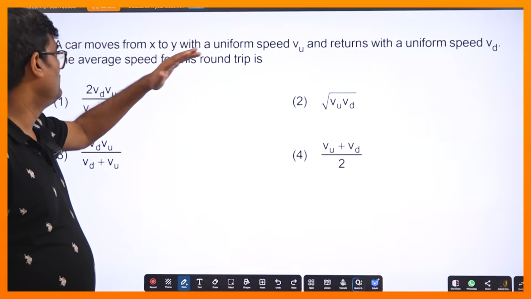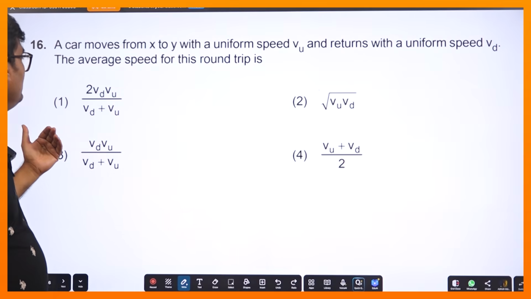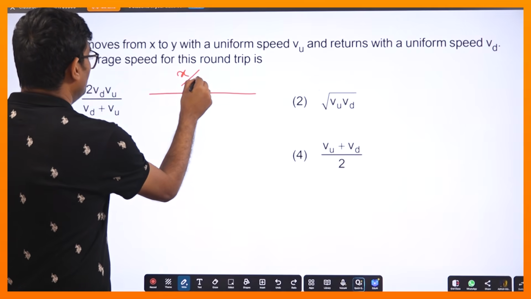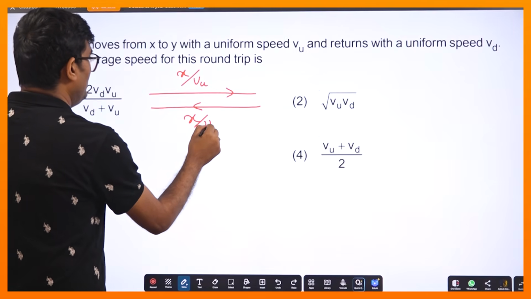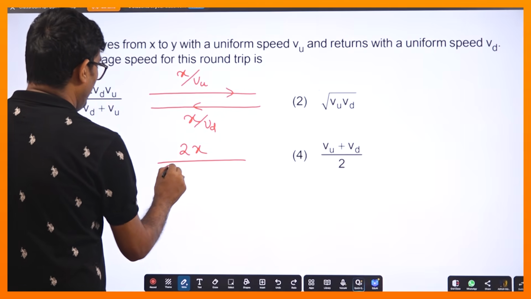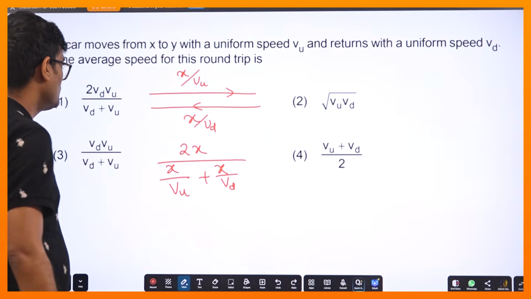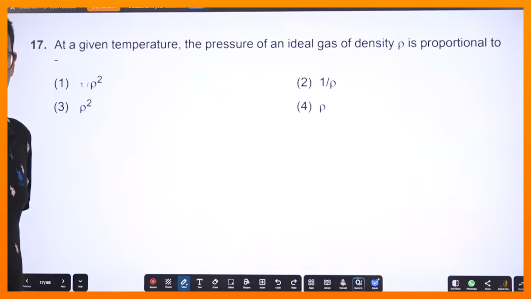A car moves from X to Y with uniform speed Vu and returns with Vd. Average speed in this round trip. So if the car moves a distance X with Vu, then the time is X by Vu, and returns with Vd, then the time is X by Vd. What is average? Average is equal to total distance 2X divided by total time. X by Vu plus X by Vd, right? So your answer is 2 V1 V2 divided by V1 plus V2. Option A is the correct answer for this question. Let's move to the next question.